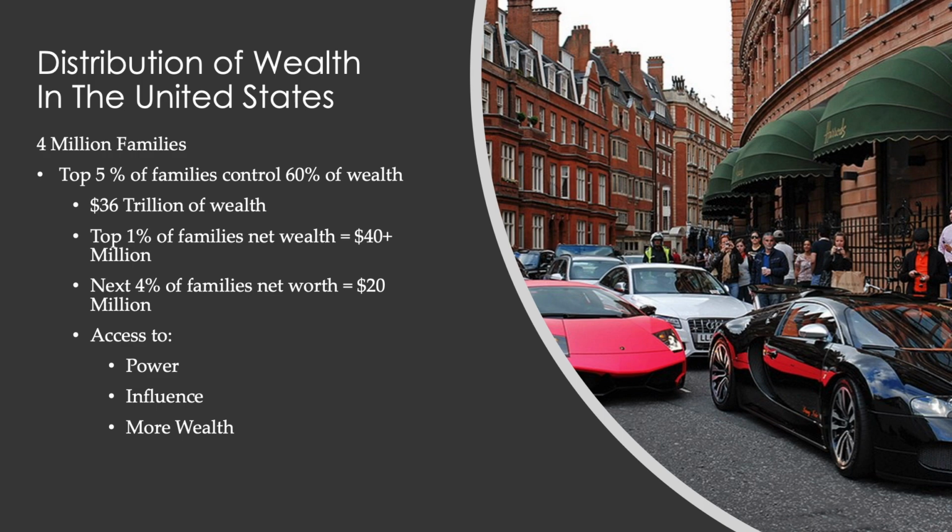To get into this 1%, your net worth would have to be 40 million and above. The top 150 people in the United States are billionaires. For the next 4%, in that top 5%, you'd have to have somewhere around 20 million. If you had $20 million of net worth, what do you have access to? A lot. You have power. You tell the government what to do. You have a lot of influence, and of course, wealth begets more wealth.